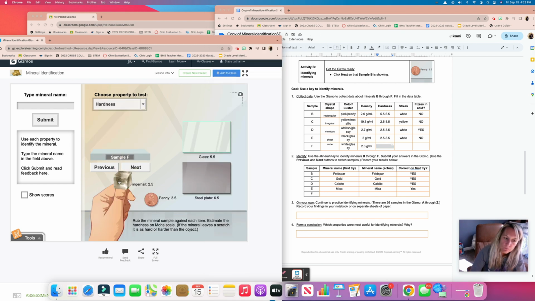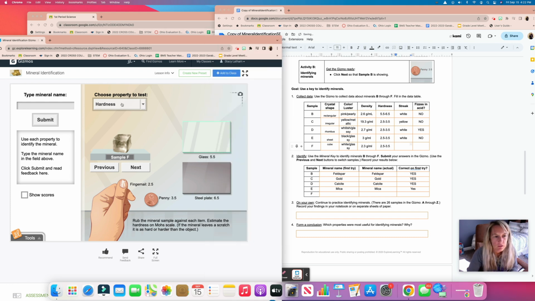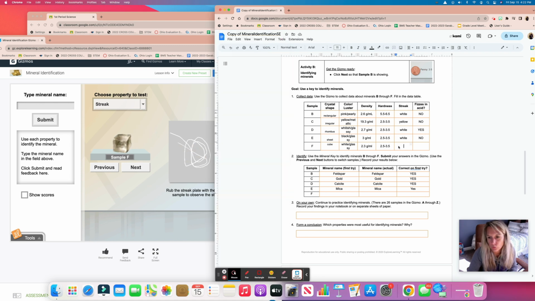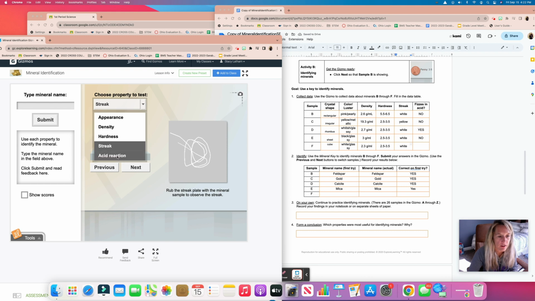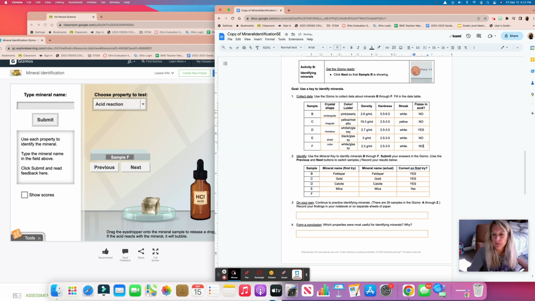All right, next let's check the hardness. Yep, it scratches a fingernail, so it's going to be harder than the fingernail. No, it does not scratch the penny. So again, it's got to have a hardness of 2.5 to 3.5. Try the streak test. It streaks white. All right, and the last test, our acid reaction, just splashes, no reaction. So no, it does not react.